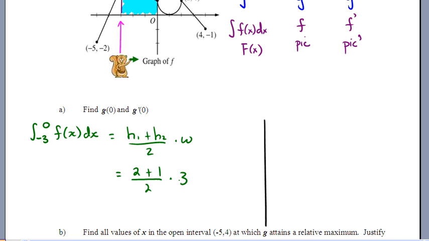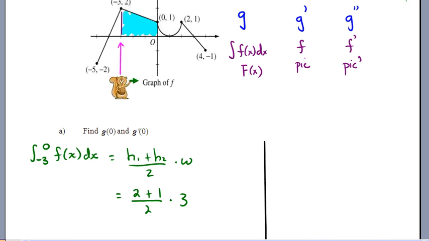So what do we got here? We're 1.5 on average tall, multiplied by 3. This is going to be an area of 4.5. The next part, oh, so fast. You want to find g prime of 0? No problem. That's the same thing as f at 0. It's just the picture. So I look at the value of the function at 0, and the y value is just a plain old 1. Super easy.